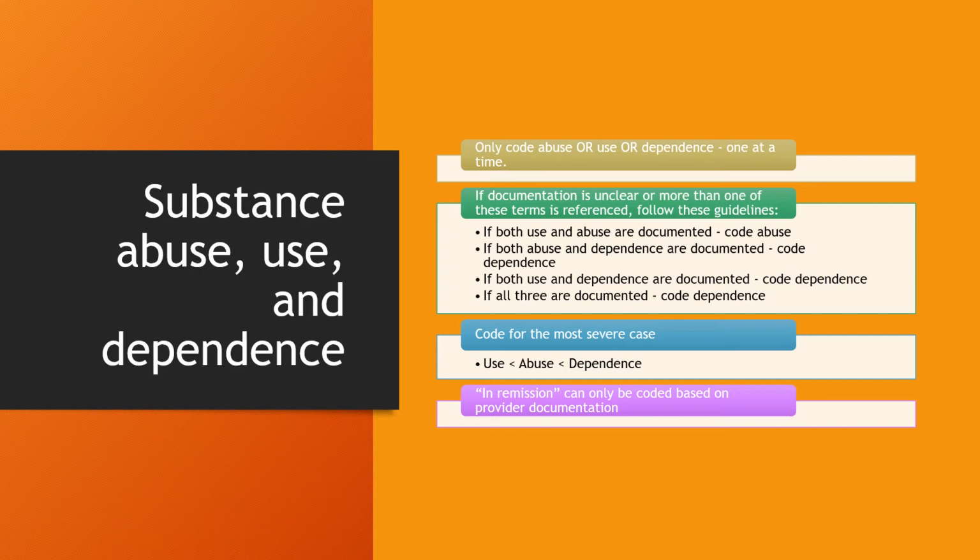If documentation is unclear, the provider references multiple terms in the chart, such as if they use both use and abuse, then you code to the highest one in the hierarchy. So if use and abuse are documented, you would code abuse. If use and dependence are documented, you would code dependence. If all three are documented, you code dependence. If the provider documents that the case is in remission, you may code that, but only if it is specifically documented.